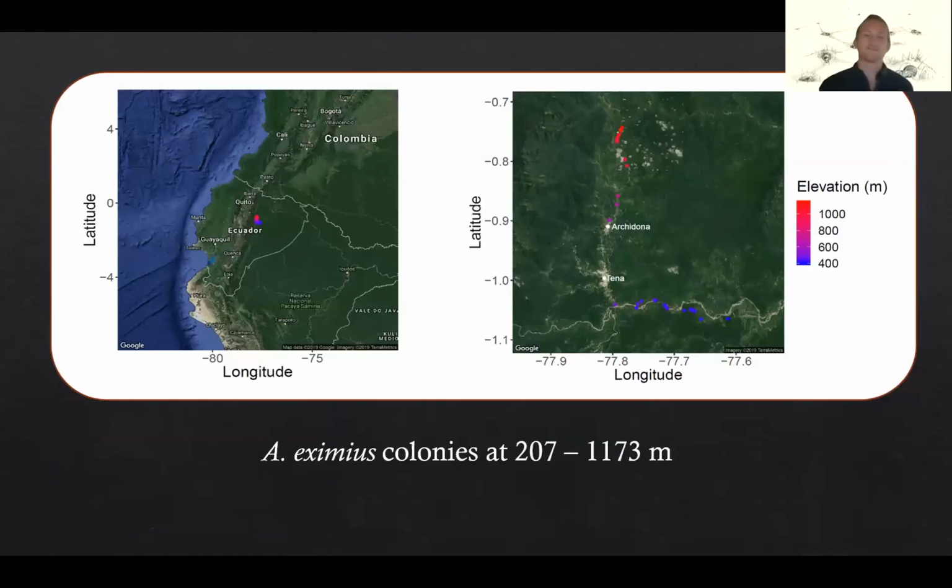We conducted this research in Ecuador, so you can see the map on the left there. We're approximately in the kind of central east area of Ecuador, next to the Amazon rainforest. It's more or less between the towns of Archidona and Tena. Elevations range from about 200 meters to just under 1,200 meters.